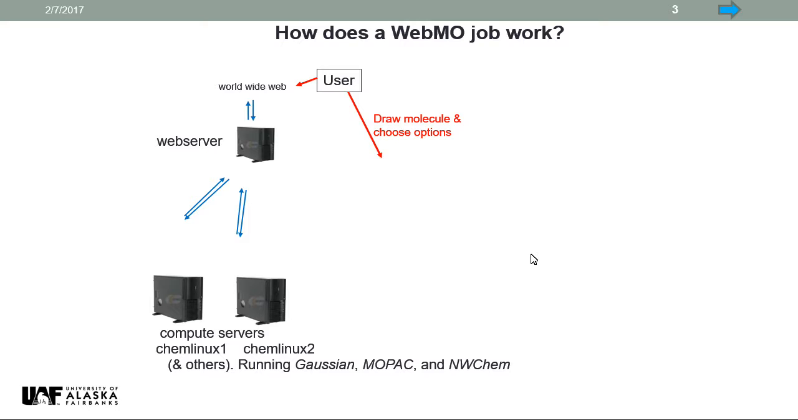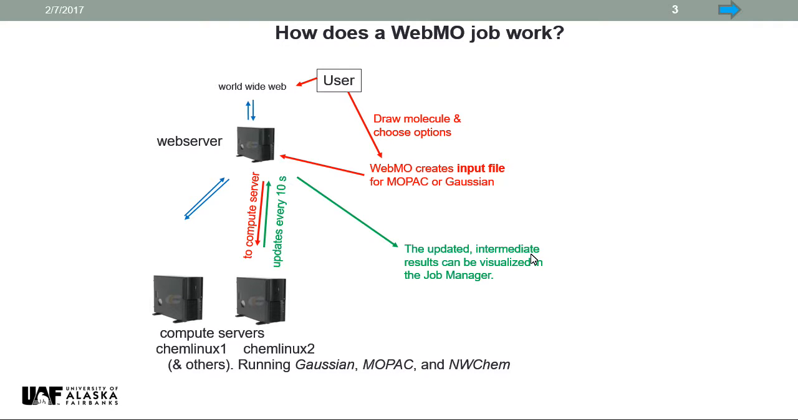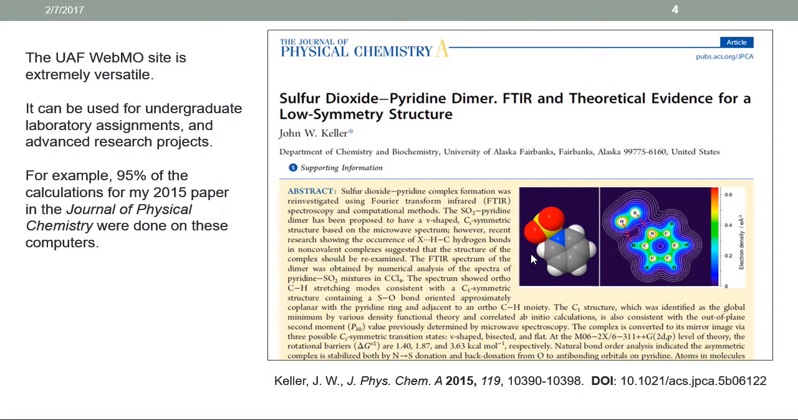You draw a molecule with your mouse, choose some calculation options, then WebMO uses this input to construct an input file. WebMO finds an idle server, sends the job commands to it, checks the calculation progress occasionally, and sends the results back to the user in graphical form. The WebMO website can be used for both teaching and research. It's pretty easy for beginners to use, but researchers can also use it to exploit the full power of Gaussian.